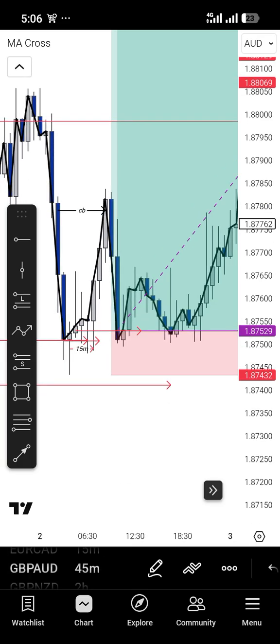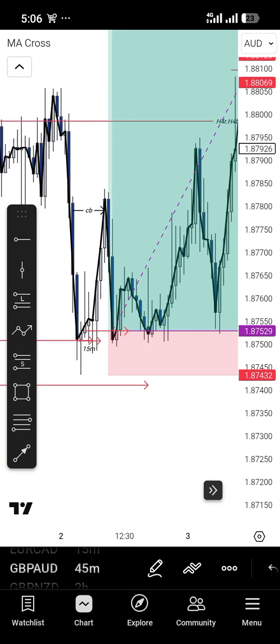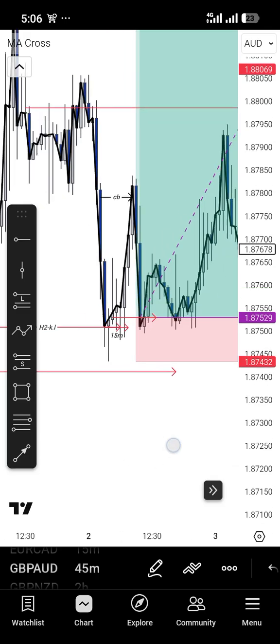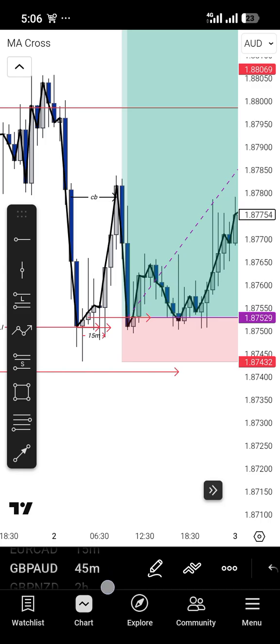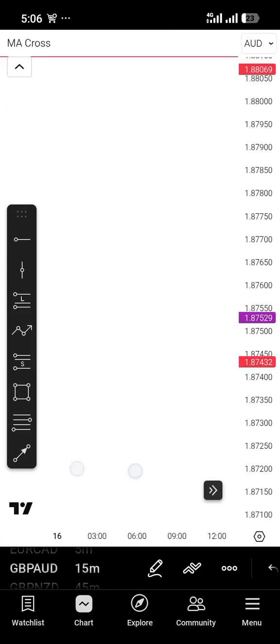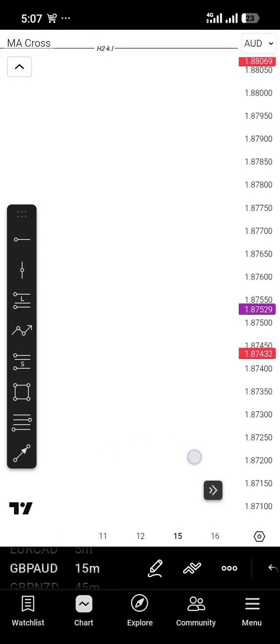This thing I'm teaching you, I learned it on my own. Understand? I actually learned it on my own. So now 45, we were not seeing anything, so I had to move to 15 minutes. So 15 minutes was where we entered.